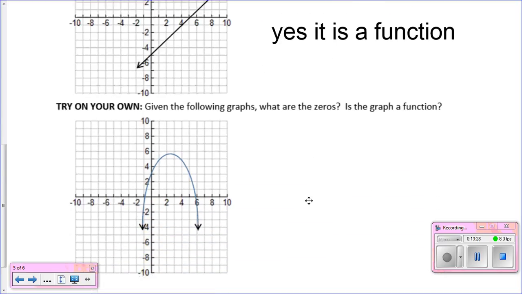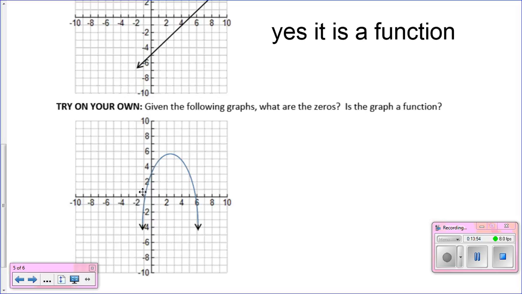Alright, now this one I gave you the more difficult one to try on your own, because I am really nice to you. Zeros, there's an S on the end, okay? Which means maybe there's multiple ones. Remember what a zero is, and look at the whole graph. Do this one on your own. When you come back, I'll have the answers.